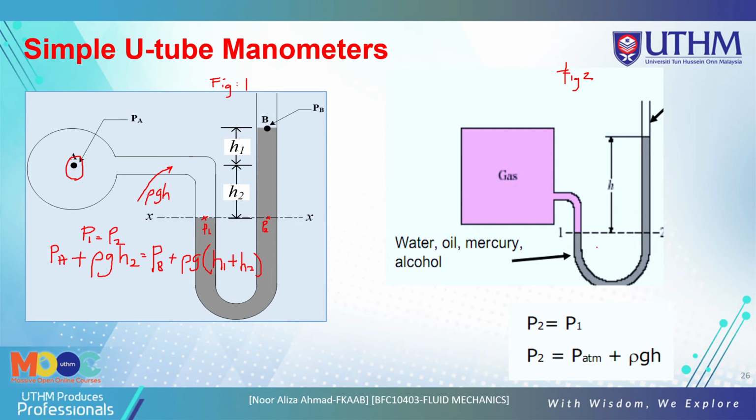Now we look at figure 2 here. It is the same concept of Pascal's law. This is point 1 and point 2. Using Pascal's law, P2 is equal to P1 here. Pressure at 1 is equal to pressure at 2. So we use the equation here. Looking at this side, pressure at 2 is based on P atmosphere. They have the P atmosphere here, plus rho g h. That's why we get this equation.